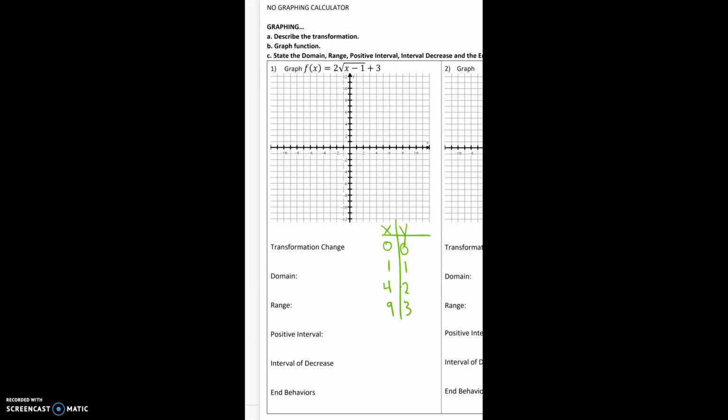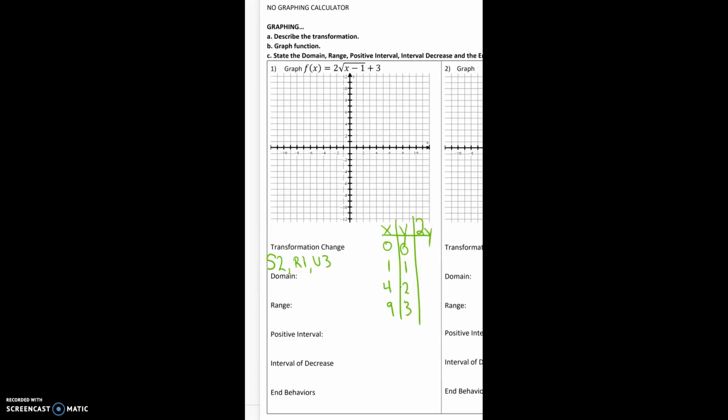Now what we're going to do is start to apply these transformations. So kind of going left to right, the 2 is going to make it stretch 2, the 1 is going to make it go right 1, and the 3 is going to make it go up 3. So what I do is I make a new column in my t-chart, and I start with the stretch, compress, and flip if there is one. And you do that by taking the old y and just applying the stretch, compress, and flip values.